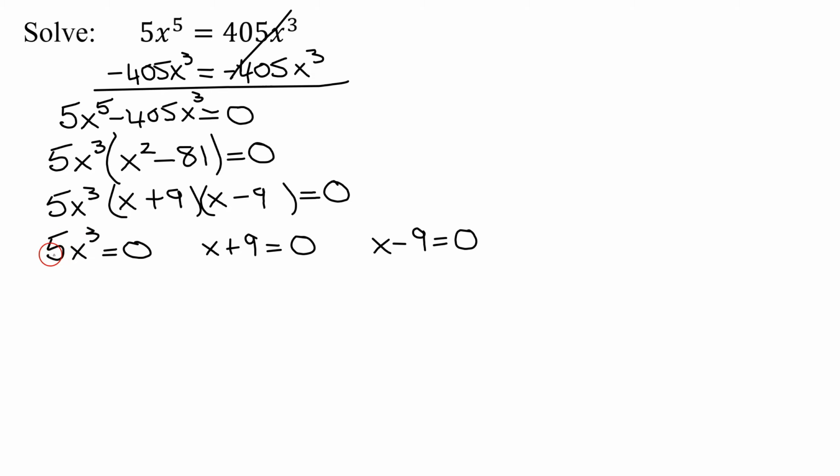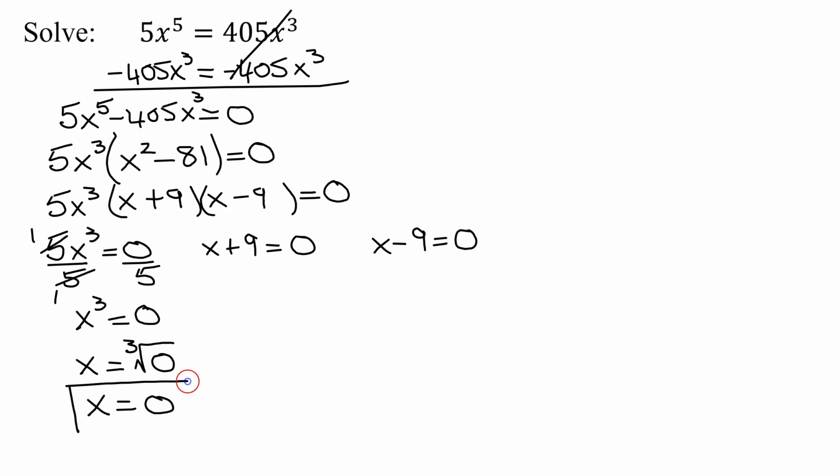On the first one, 5x cubed equals 0. Divide both sides by 5. You get x cubed equals 0 divided by 5 is 0. Now you need to take the cube root of both sides, so x is equal to the cube root of 0, which is just 0. So your first solution is x equals 0.